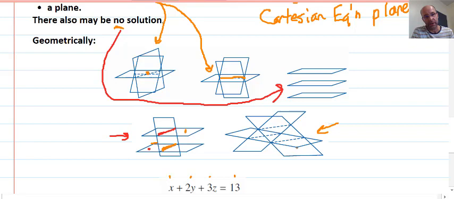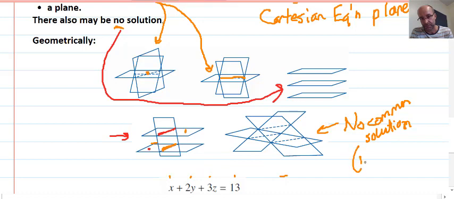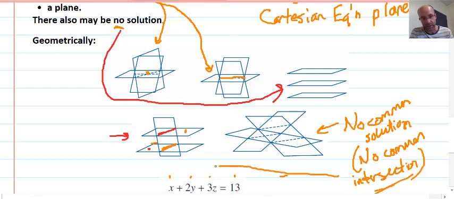So we're talking about where planes meet, or if there's no solutions, planes not meeting, and this one is called no common solution, or it might be called no common intersection of those planes. In fact, you might hear that one a bit more. So no common intersection, and that applies to both of these 2 cases here.